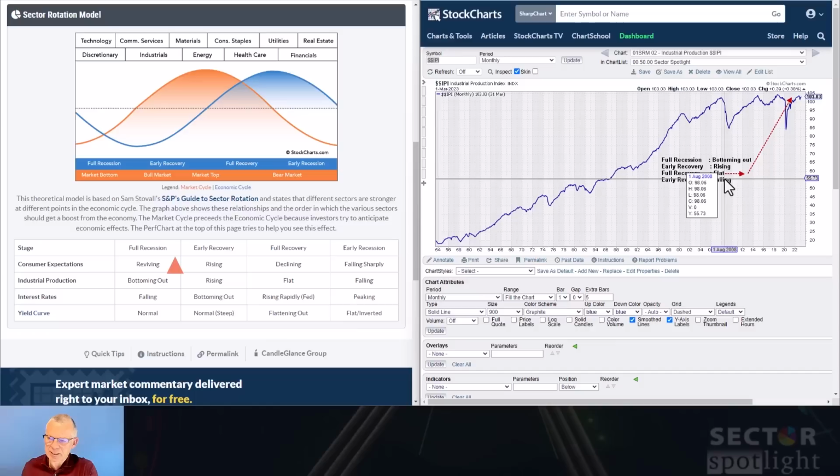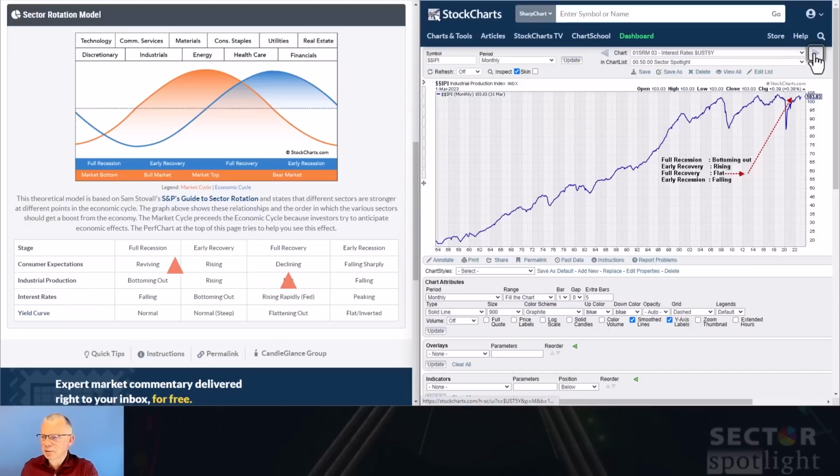Which means that it's full recovery, and whatever the next step is, if you go through the cycle, it's going to be early recession and then full recession. But for now, I'm going to go with flat. So that puts industrial production in flat, which aligns with a full recovery on the sector rotation model for this indicator.